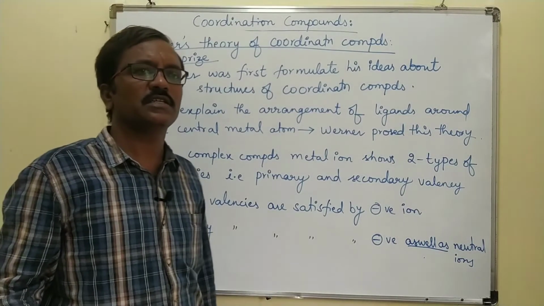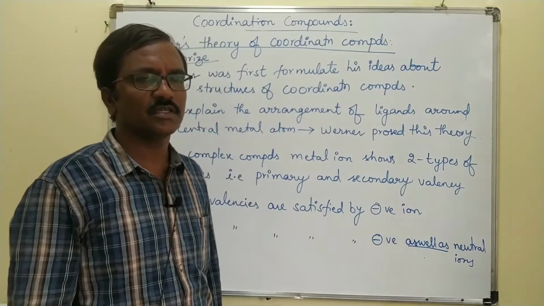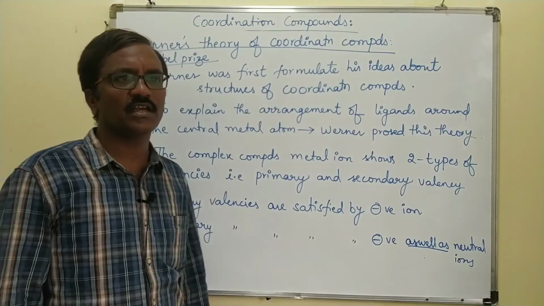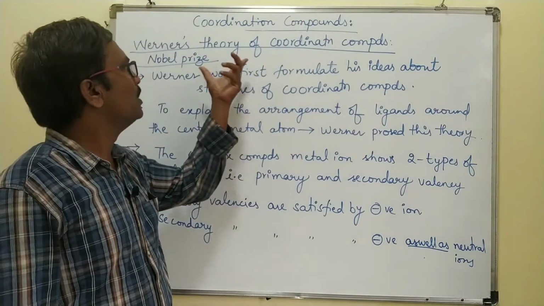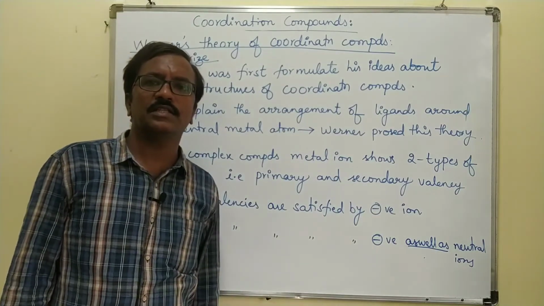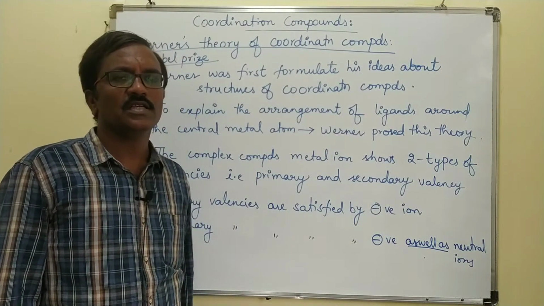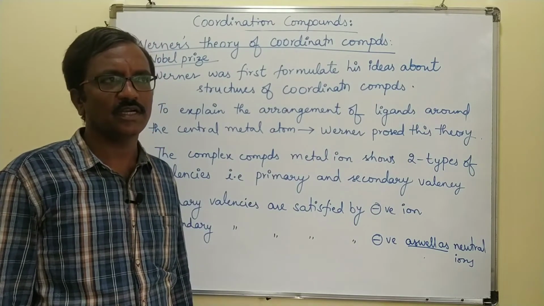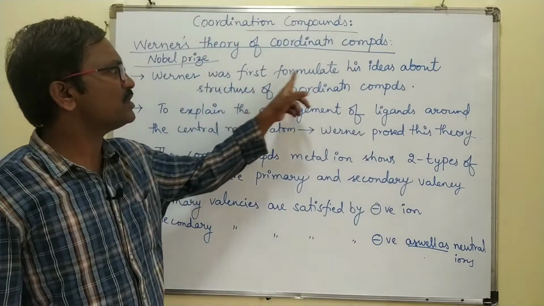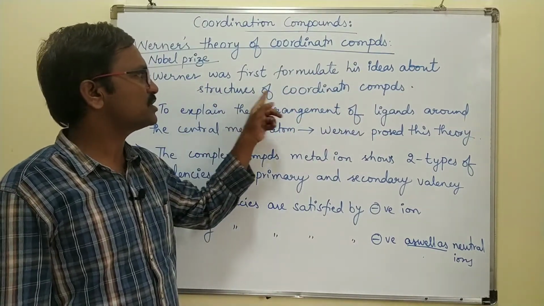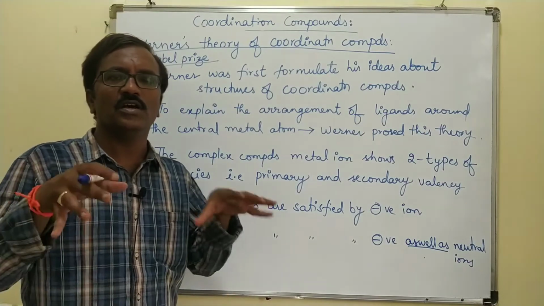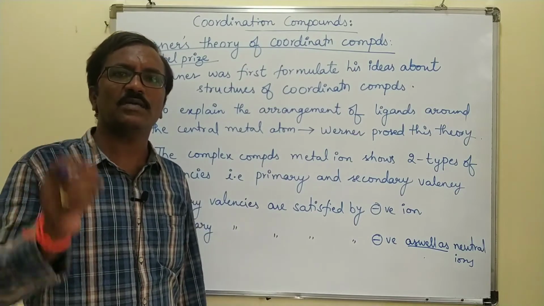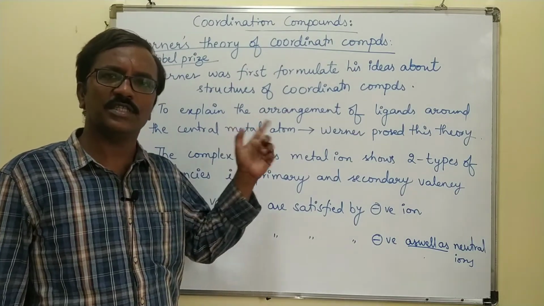So far we discussed the nomenclature of coordination compounds. The next one is theories. The first one is Werner's theory of coordination compounds. Werner won the Nobel Prize in 1913. He worked extensively on coordination chemistry. Werner was the first to formulate his ideas about the structures of coordination compounds. So who is the fundamental chemist of this coordination chemistry? Werner is the fundamental Swiss chemist of coordination chemistry.